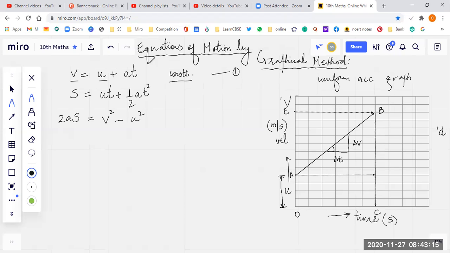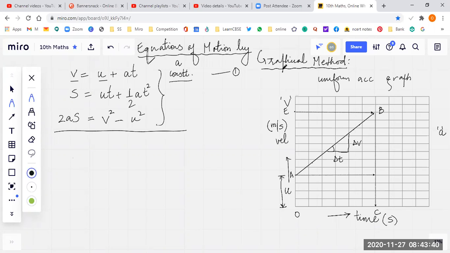All these three equations are very important, and it is a condition for all these three equations that acceleration is constant. When acceleration is not constant, you cannot apply these equations. You can apply these equations only when the body is moving with constant acceleration.